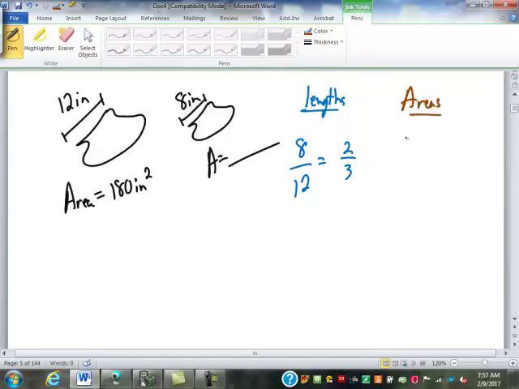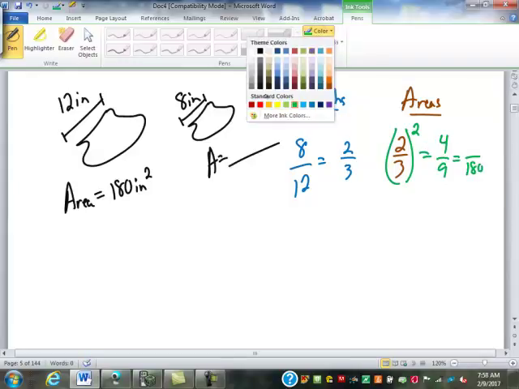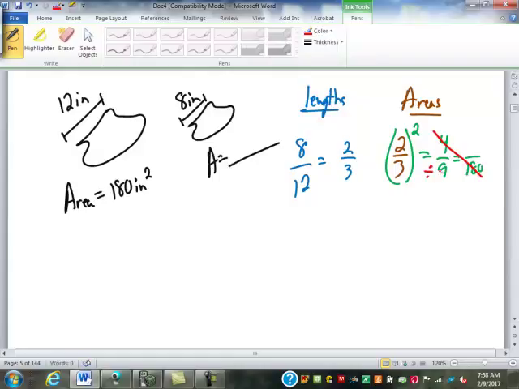So to deal with areas, that 2/3 becomes squares, 4/9. Where's the 180 go? On bottom. And we will cross multiply and divide to get 80. Good.